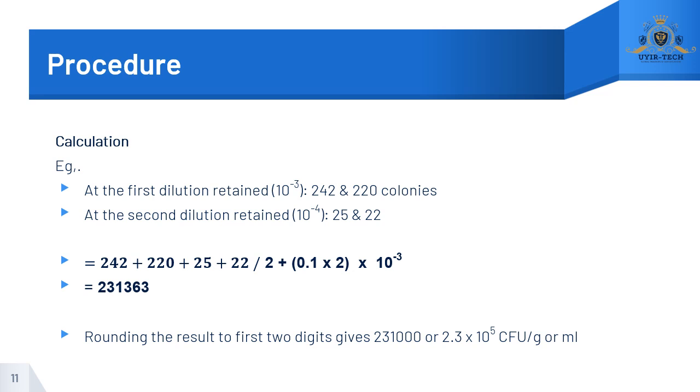And D will be the dilution factor corresponding to the first dilution for which we got the result. So D will be 10 power minus 3. The final result will be 231,363. We have to round the result to the first two digits. So that gives 231,000. So we can report it as 2.3 into 10 power 5 CFU per gram or ml.